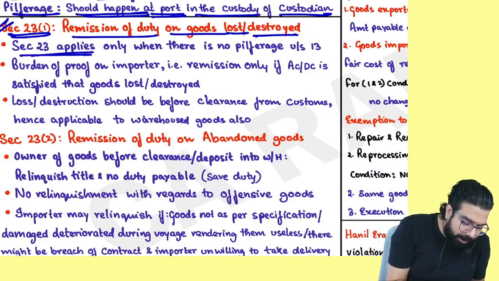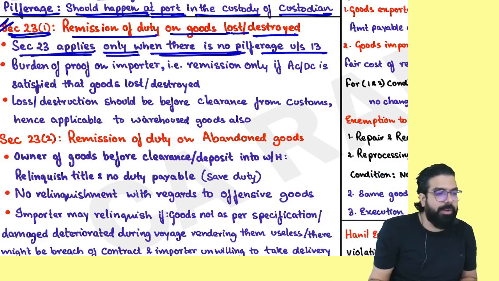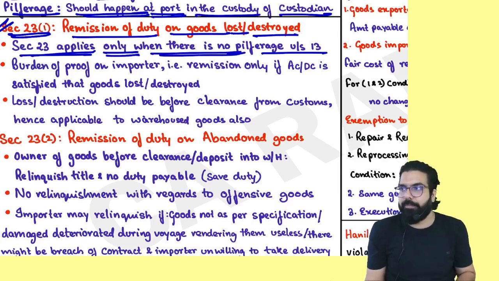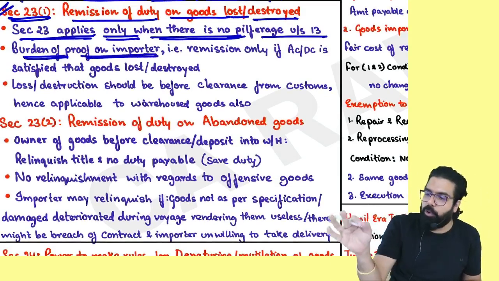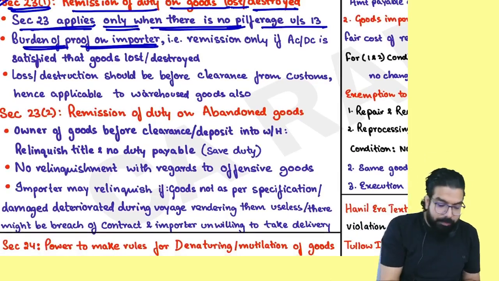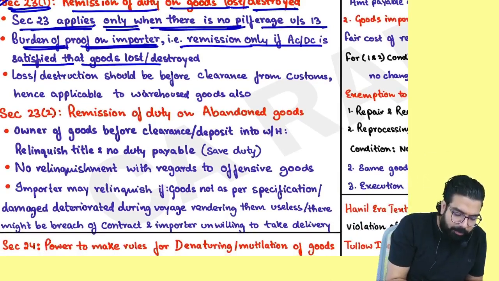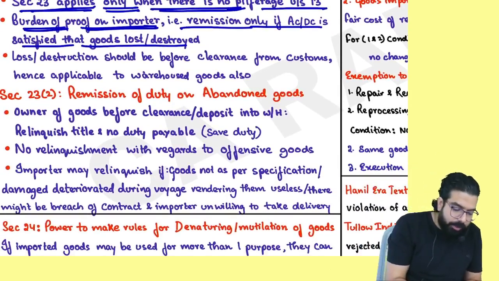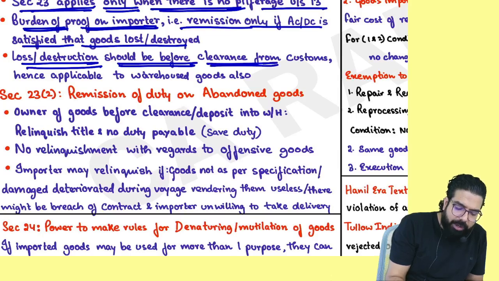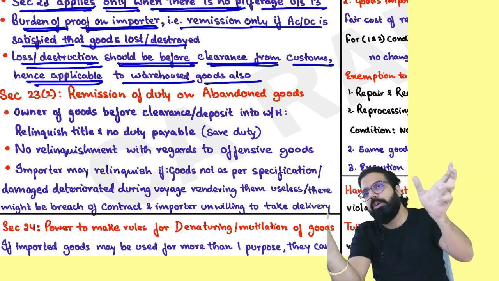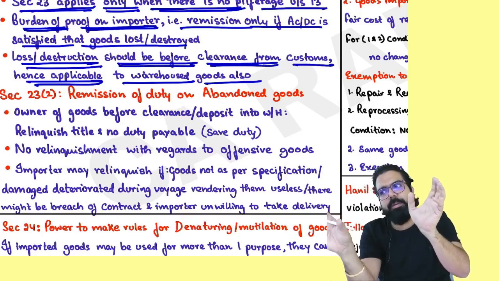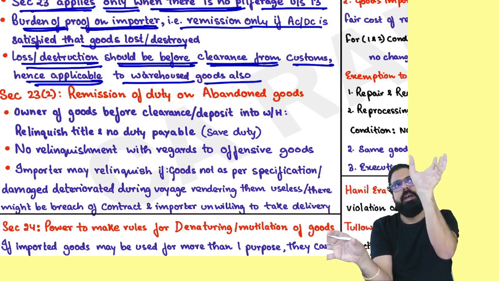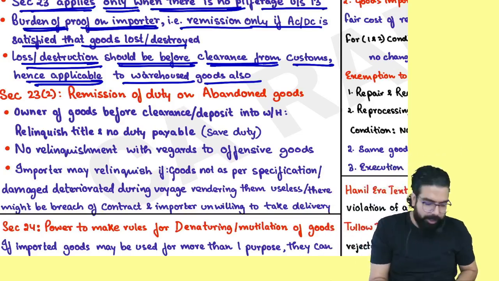No, they told section number 23 applies when there is no pilferage. No pilferage means it should not be a small theft, it should be a big theft. There is no pilferage. Burden of proof is on the importer. You have to prove that, sir, my goods have been lost or my goods have been destroyed. And remission only if the AC or DC is satisfied that the goods have been lost or destroyed. Loss or destruction should happen before clearance from custom. It means it is applicable in case of warehouse goods also. So if at the custom port any loss or destruction happened, then also you'll get remission, means you don't have to pay the duty. If loss or destruction happens at the warehouse, then also you don't have to pay any duty.